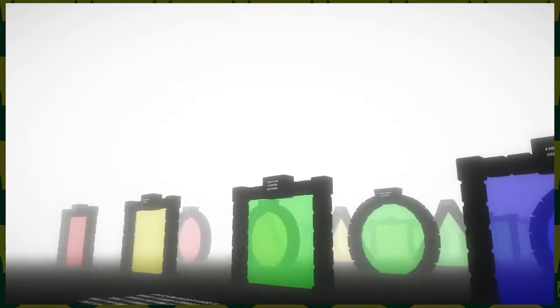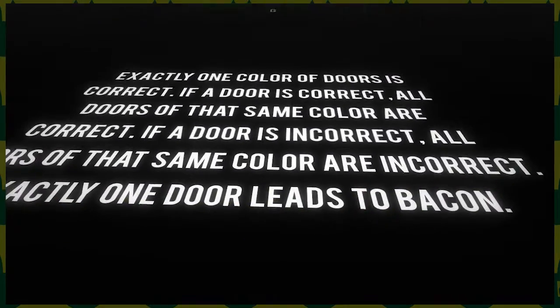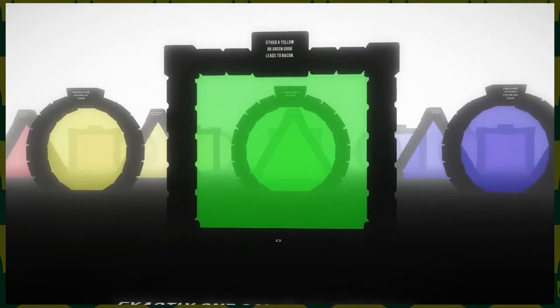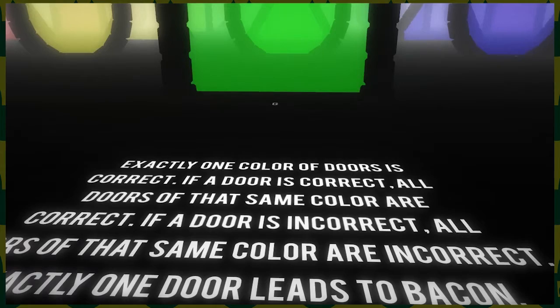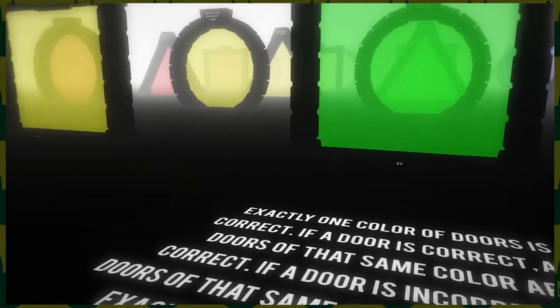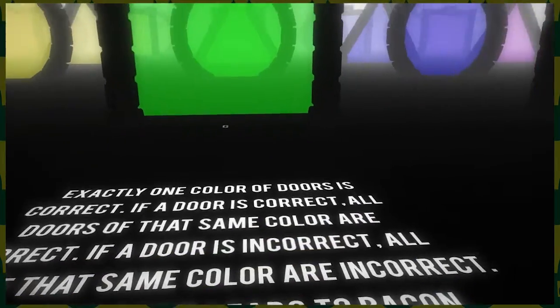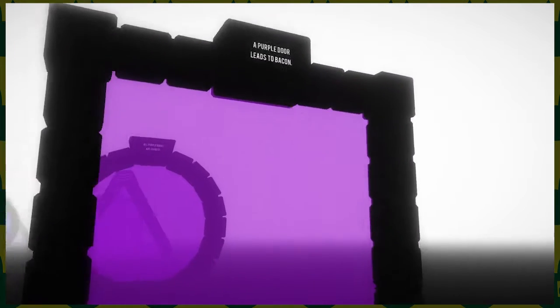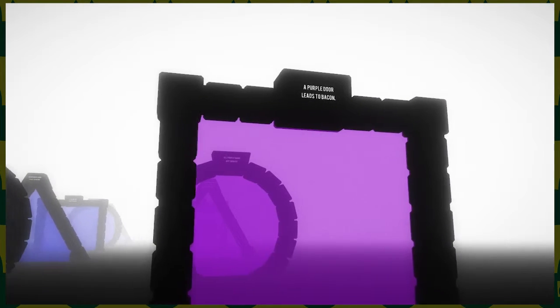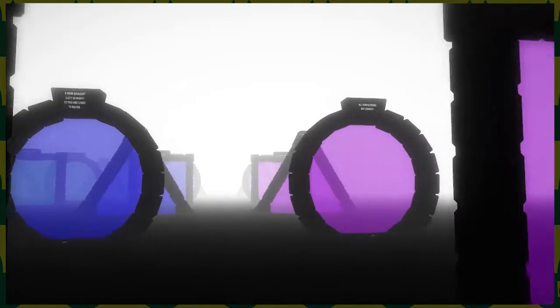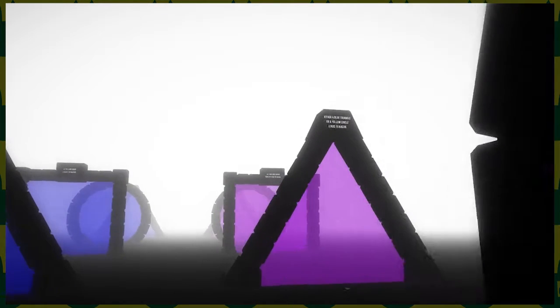Okay. How do I organize this? One door leads to Bacon. And one color is correct. That doesn't mean that color door leads to Bacon. Oh. Okay, let's assume a purple door leads to Bacon. You are correct. It means you are correct. All purple doors are correct, which means you are correct.